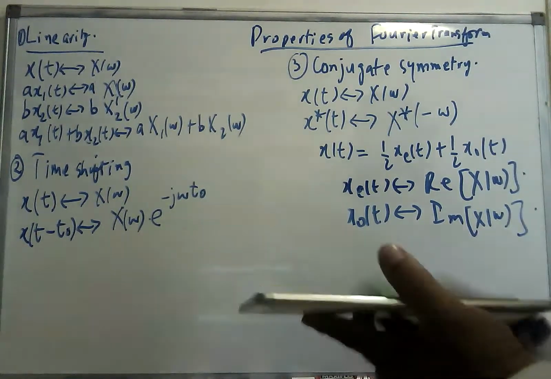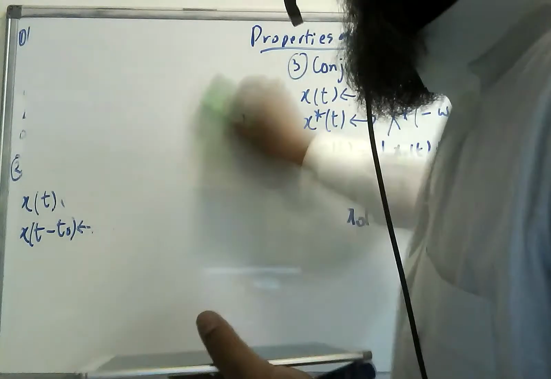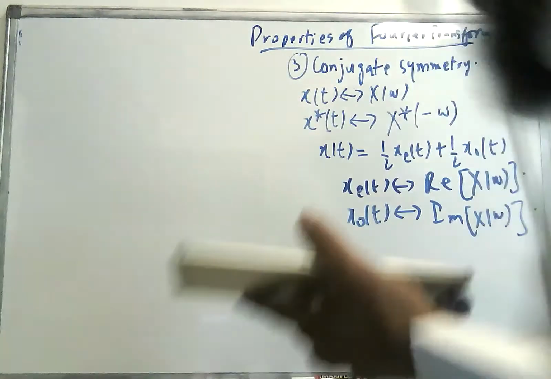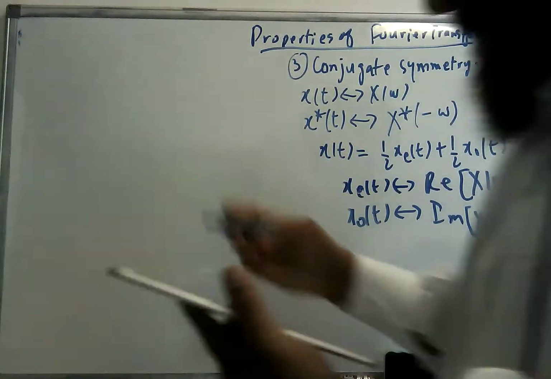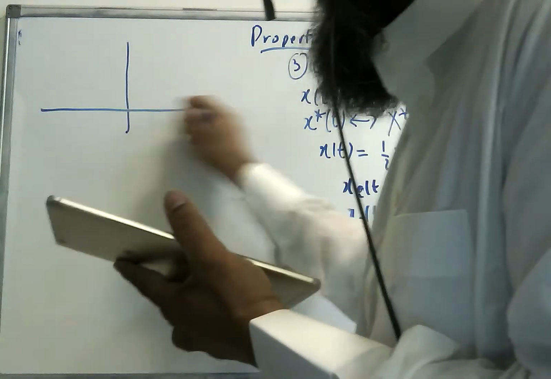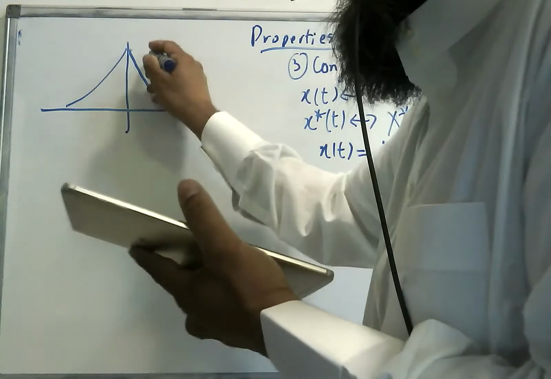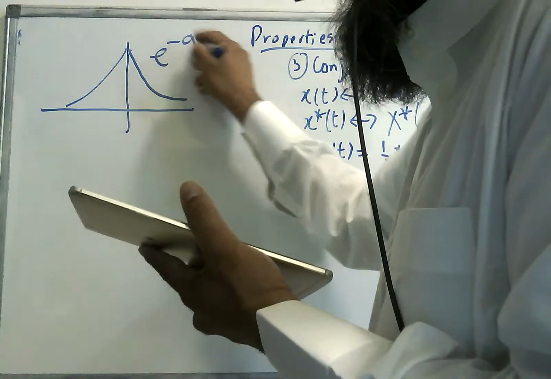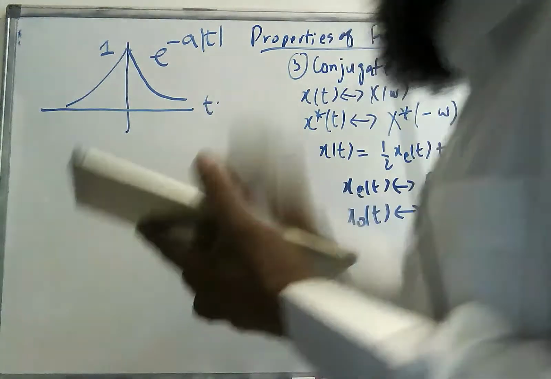That example wants us to find the Fourier transform of a double-sided exponential. I need to find the Fourier transform of this double exponential. So this is e raised to the power minus a magnitude of t. This is 1 and this is t.